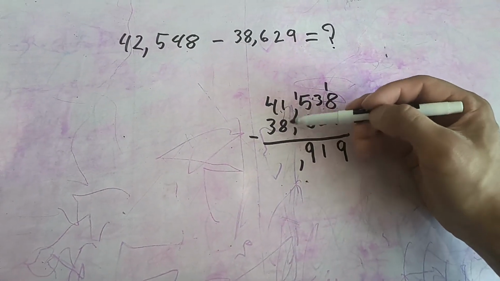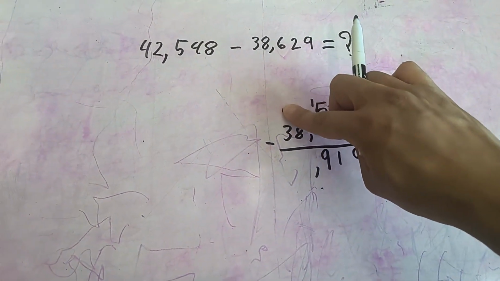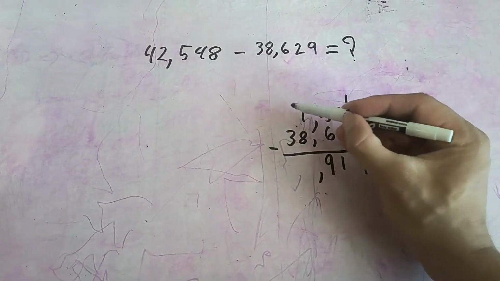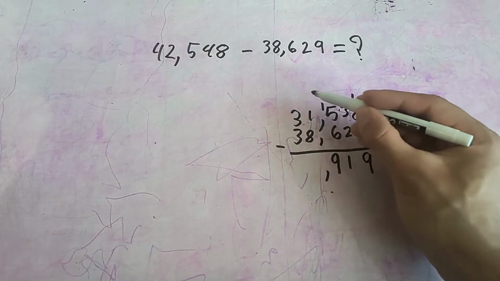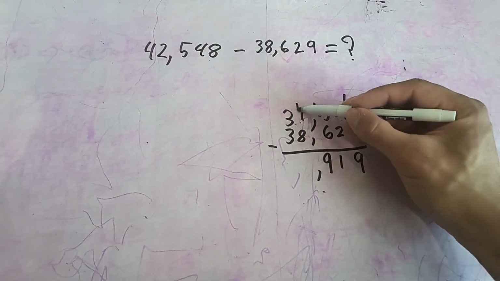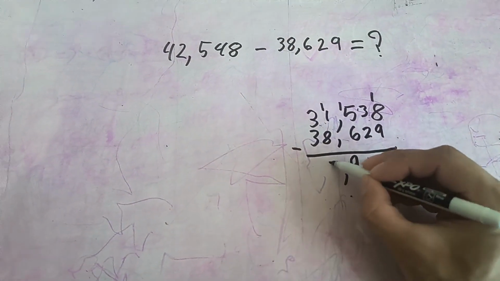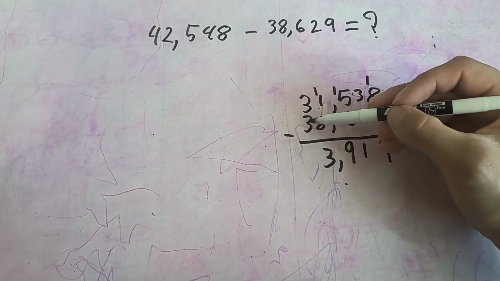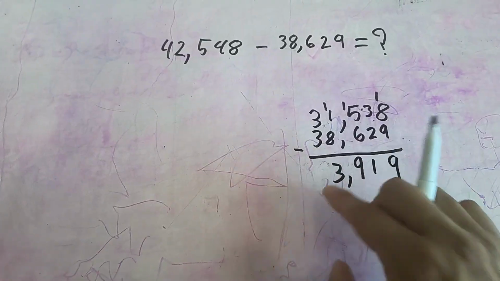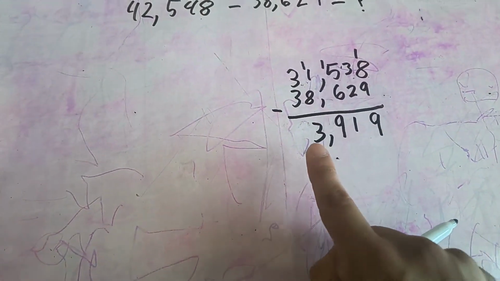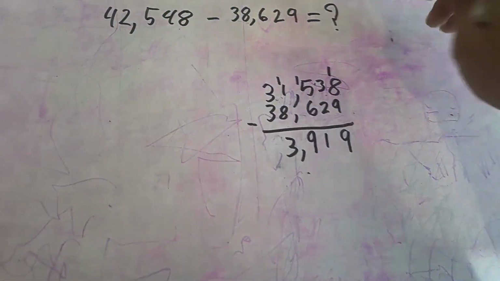Now we have this column, 1 minus 8. Well, we can't do that. So we have to take 1 from right here. This becomes 3. And then this becomes 11. 11 minus 8 equals 3. And then 3 minus 3 equals just 0. So we don't even have to write that. Okay, so then this now gives us our answer. 3,919. Boom. So we can erase this.